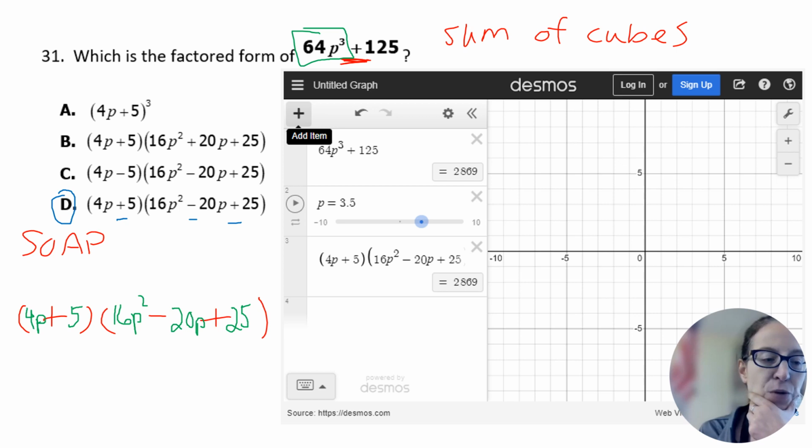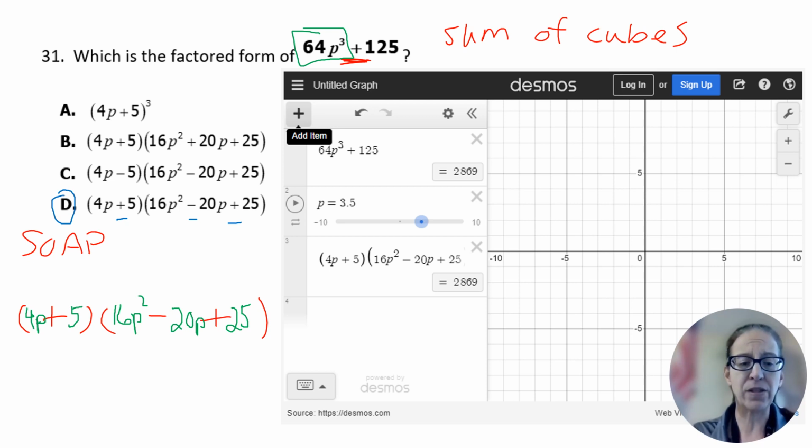Now, you may or may not feel confident with that. So you can also do this by graphing and trying to match up the graphs. But I'm not going to do it that whole way. So remember, if you want to do the graphing, you do need to use an x instead of a p or a y or whatever else you've got in there. So we'd have to do 64x squared plus 125.